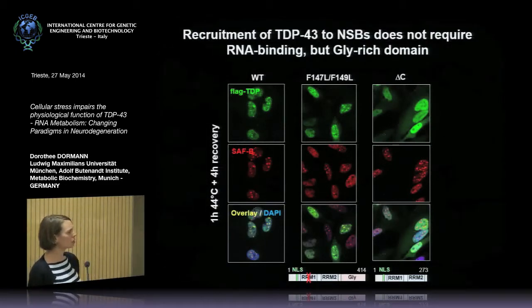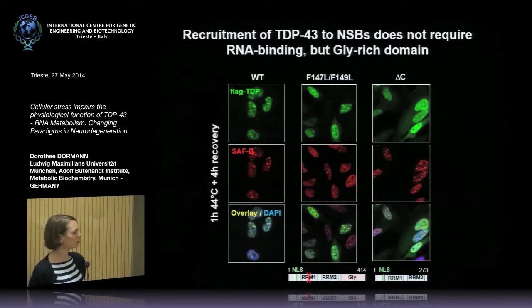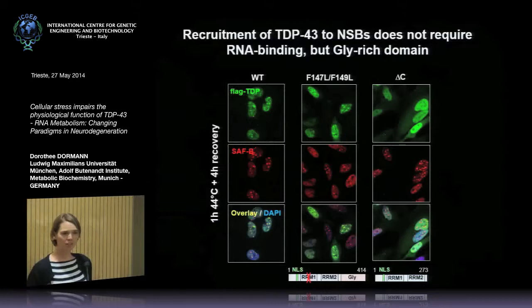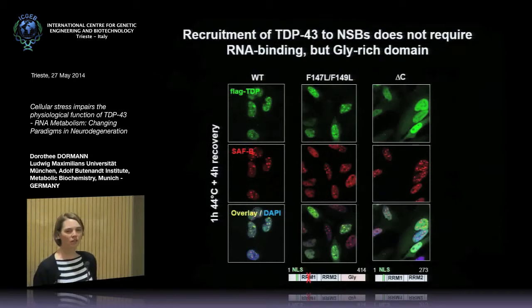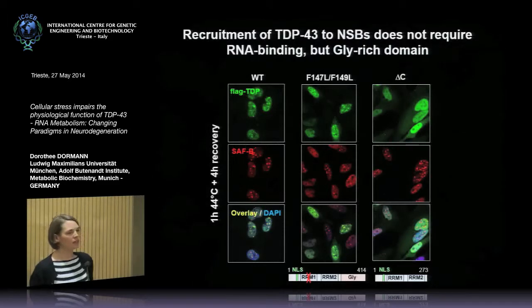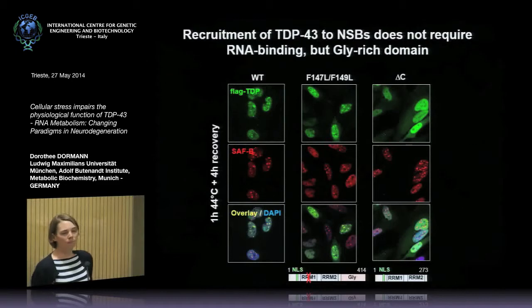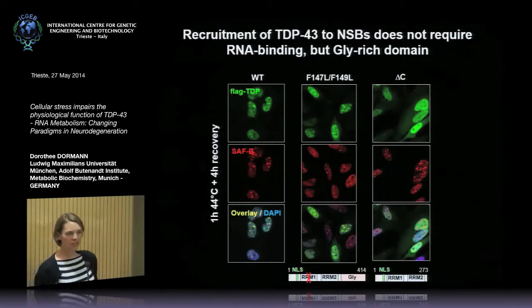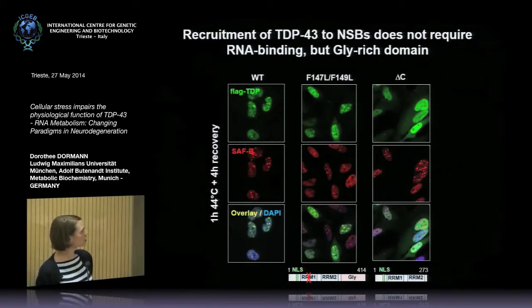And of course, one obvious question at this point was whether the ALS-associated mutations located in this region would somehow alter recruitment of TDP into nuclear stress bodies. But when we tested this hypothesis, to our disappointment, we found that none of the ALS-associated mutations that we studied showed any alterations in nuclear stress body localization.